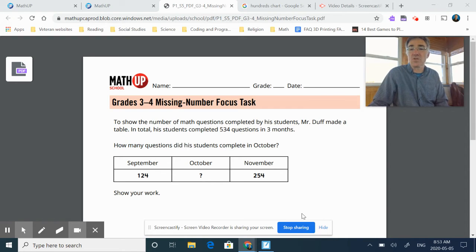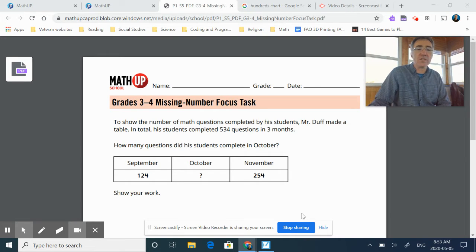Welcome, ladies and gentlemen, to our Tuesday Math Up problem. Last week we were looking at the meaning of subtraction and the different ways that we can do subtraction. This week we've got a little bit of a different problem. We're looking at a grade 3-4 missing number focus task.